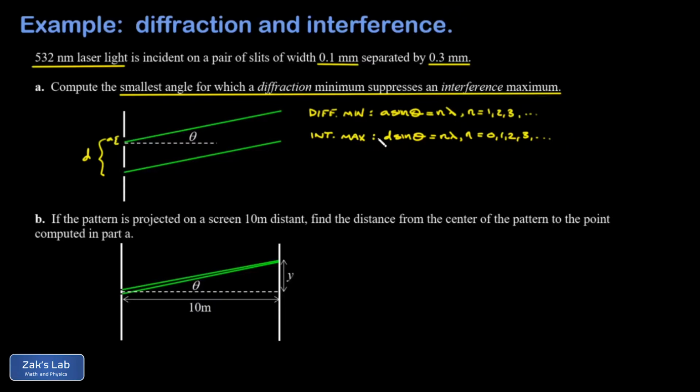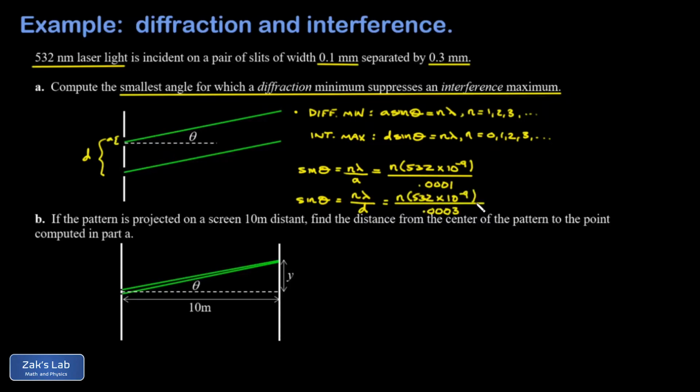I'm going to go ahead and plug some numbers into the diffraction minima formula. And I'm just solving for sine theta here. We put in the wavelength of 532 times 10 to the negative 9 meters. That's 532 nanometers. And then our slit width was 0.1 millimeters or 0.0001 meters. If I do the same thing for my interference maxima, I have sine theta equals n lambda over d. And so I get n times 532 times 10 to the negative 9 over 0.0003.